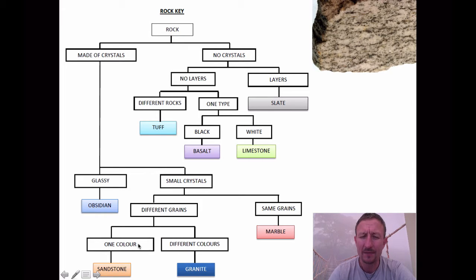Is it one color, or is it made up of different colors? In this case it's made up of different colors, so because it stops and we've got a name, this piece of rock is actually granite. So we've got a granite piece of rock there, which is made of crystals. They're very small, there are different grains present in there, and they are made up of different colors. That gives us a rough indication as to what are some of the observation features that we'll find in a granite rock.